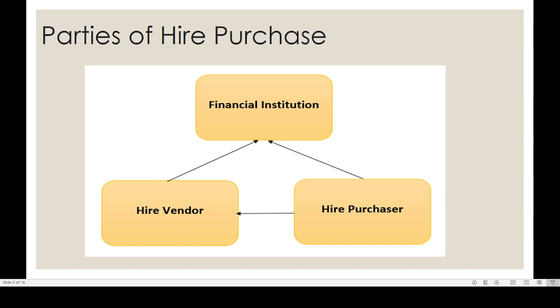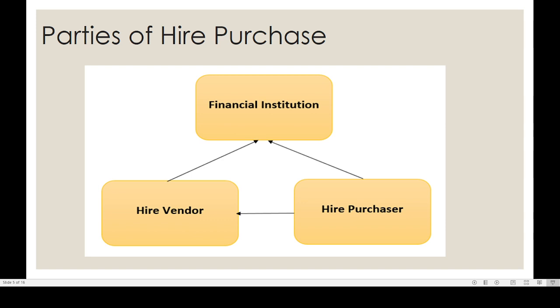So I already told you there are three parties. Mainly there will be two parties. One is a hire vendor, another one is a hire purchaser. So who is a hire vendor? Very simple. A hire vendor is a person who is lending the machine or asset under the hire purchase system. And who is a hire purchaser? A hire purchaser is a person who will purchase the goods under the hire purchase system.